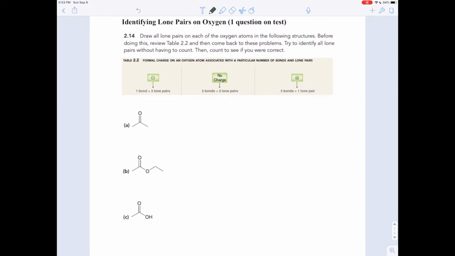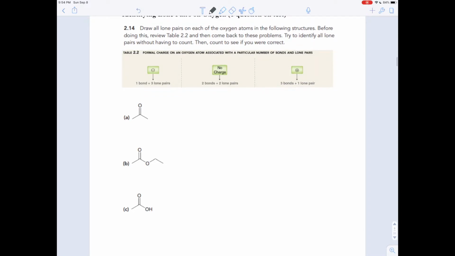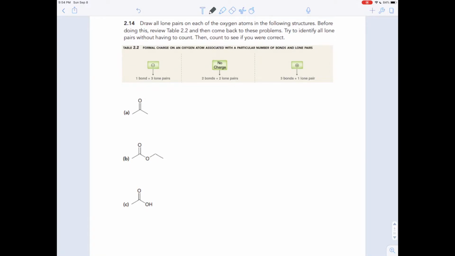The shortcut is, if an oxygen ever has a negative charge, then it's going to have one bond and 3 lone pairs. If there's no charge, it'll have 2 bonds and 2 lone pairs. And if it has a positive charge, it'll have 3 bonds and 1 lone pair. So you could memorize that, and you could go through these and fill in the lone pairs that way. If you ever forget that, though, all you have to remember is that each of these oxygens need to have 8 valence electrons. That's when they're stable.